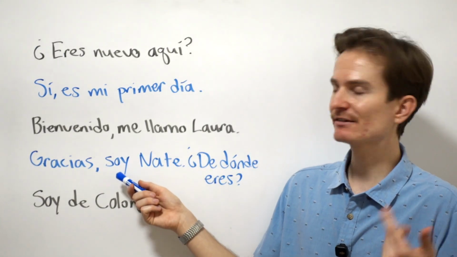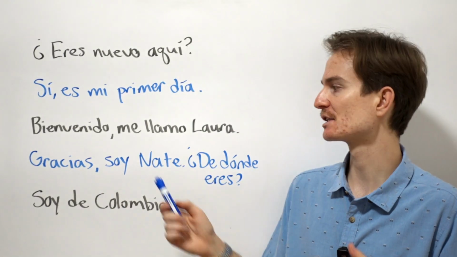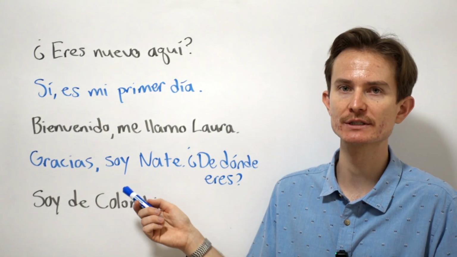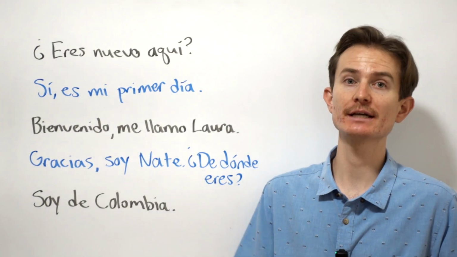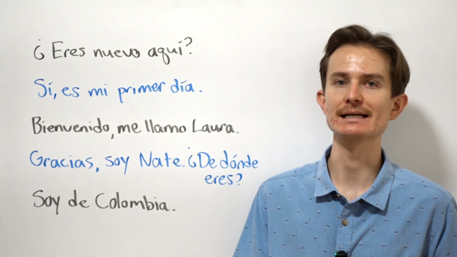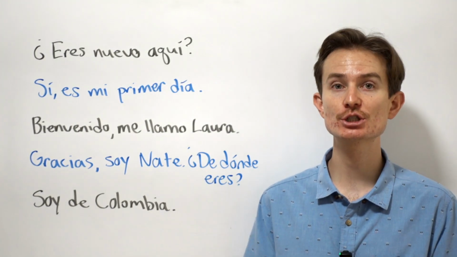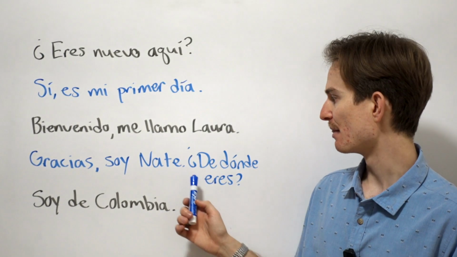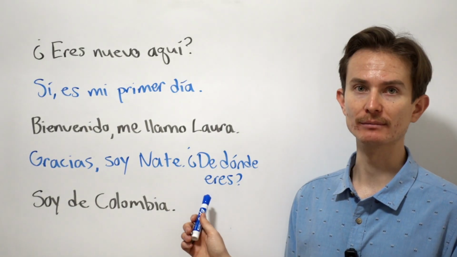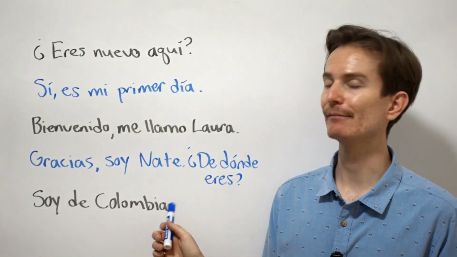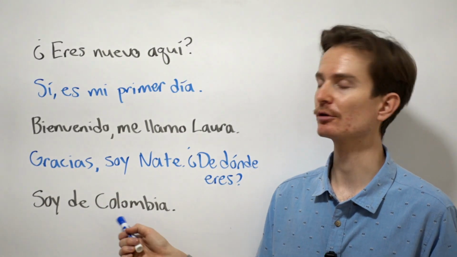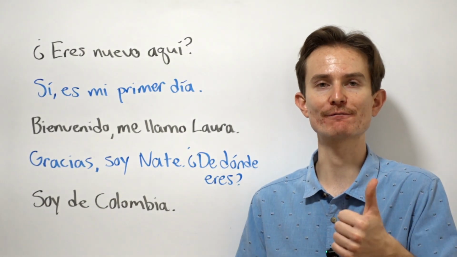And remember that native speakers often will not attach subject pronouns onto verbs. So they won't say yo soy, tú eres, él es. They will just say soy, eres, es. That is why context clues are so important in Spanish. ¿De dónde eres? Where are you from? Literally, of where are you? Soy de Colombia. I'm from Colombia. Literally, I am of Colombia. All right, let's move on to our final conversation.